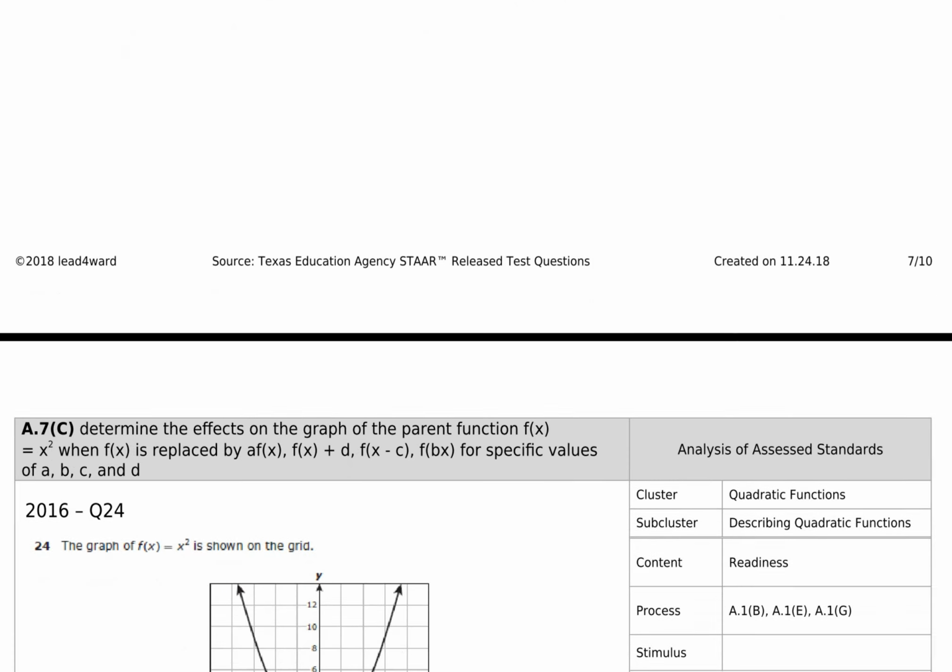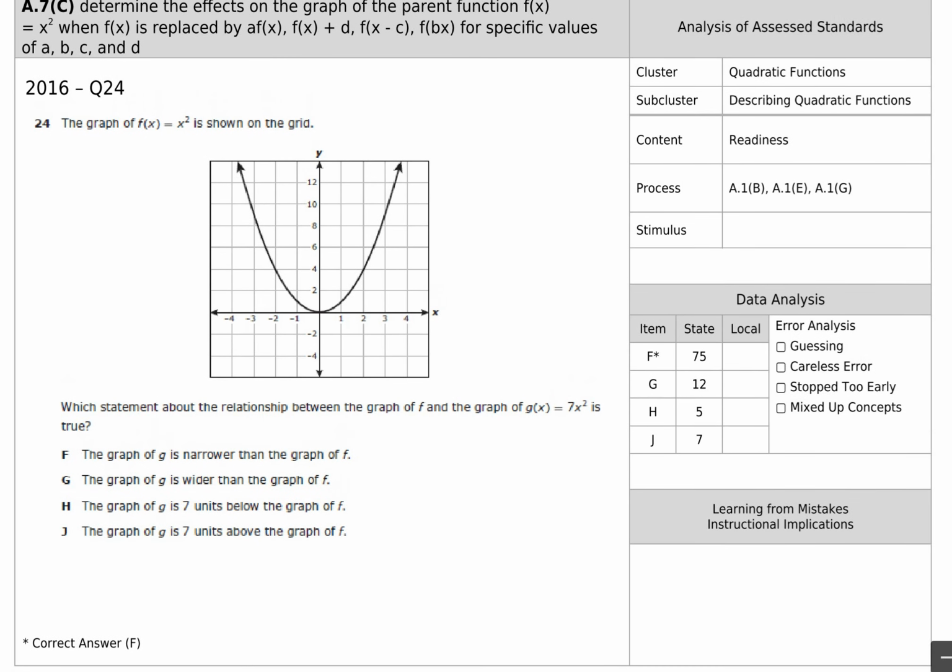And as we move on, this question says, which statement about the relationship between the graph of f and the graph of g of x equals 7x squared. So we see that the 7 is once again in front. Which one of them is true? We know f of x squared, that's the parent function again, and that's the one that's shown. It's on the grid, so they've graphed it through the origin. And then it says 7x squared.